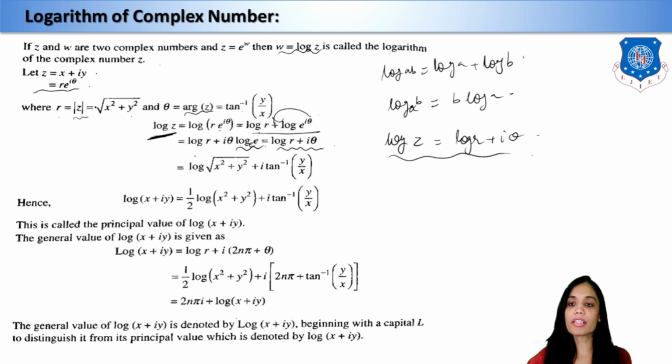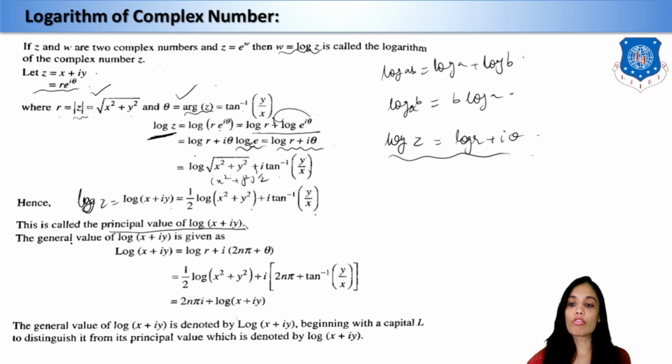Where the r and theta formulas you already know, they are this. Now we can further simplify this by putting the value of r, that is square root of x square plus y square, and the value of theta, which is tan inverse y by x. This can be written as x square plus y square raised to half. So the final simplification of log z, that is log of x plus iy, is equal to 1 upon 2 log of x square plus y square plus i tan inverse y by x. And this is called the principal value of log of x plus iy.